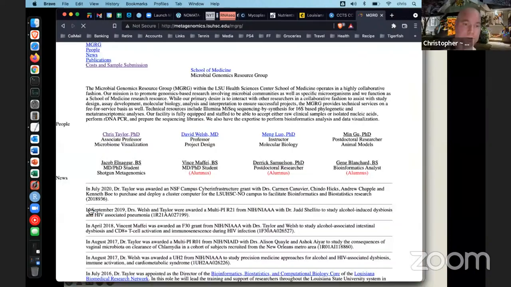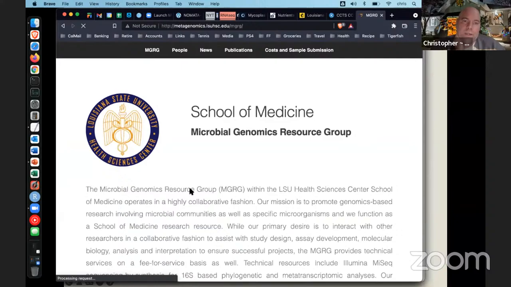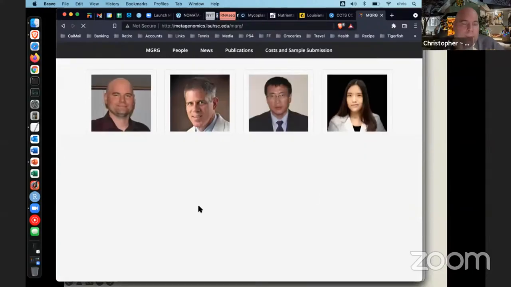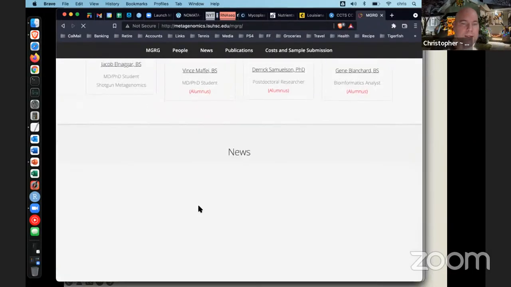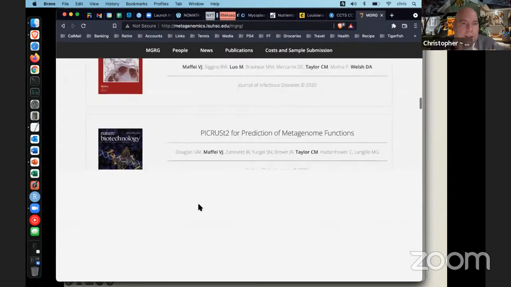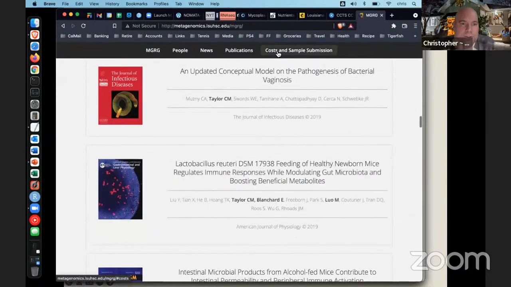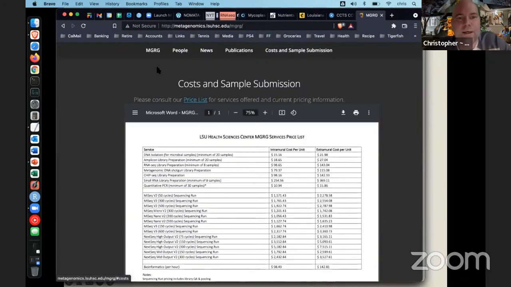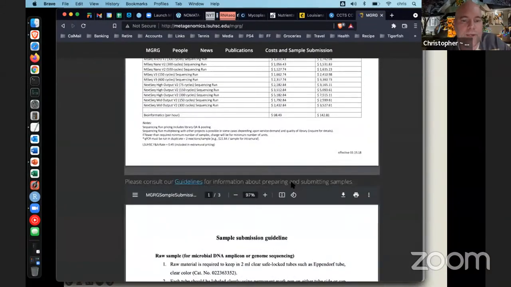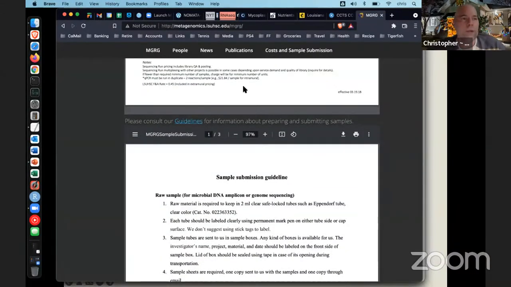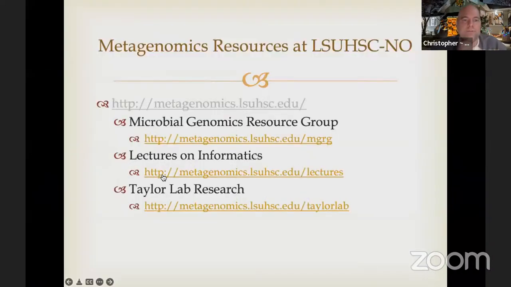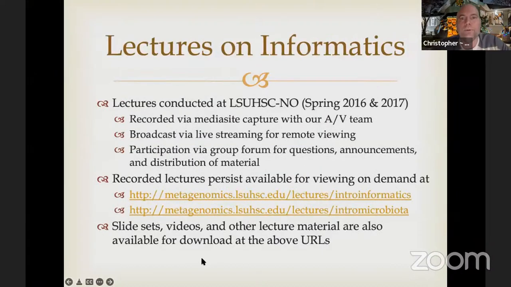And the Microbial Genomics Resource Group, if you visit that webpage, we have a bunch of information there about what we do, who we are, former members of the group, a variety of news items, and then importantly, probably the most useful, after you get through all the publications, is this cost and sample submission, which lists out all of the different services that we have available and the prices for each. And then we have some sample submission guidelines. But I just wanted to highlight that that resource is available, and we work with people all around the world.